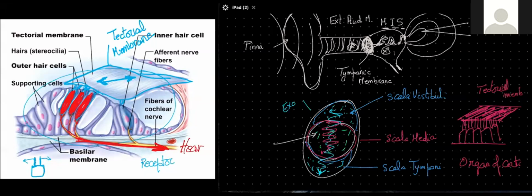Again, those vibrations will cause the movement of the tectorial membrane and thus the movement of the cilia of the hair cells. When you move the cilia of the hair cells, what happens? You're going to be depolarizing those hair cells, and those electrical impulses are going to be collected from the hair cells and conducted towards your brain through the cochlear division of the vestibulocochlear nerve.